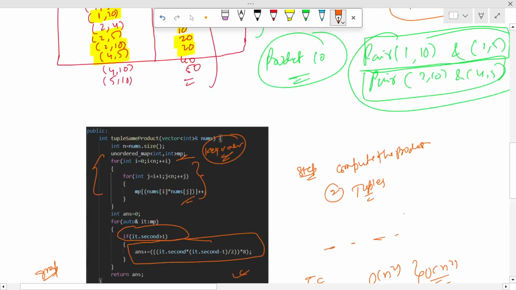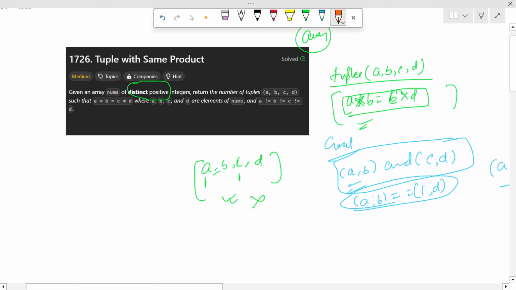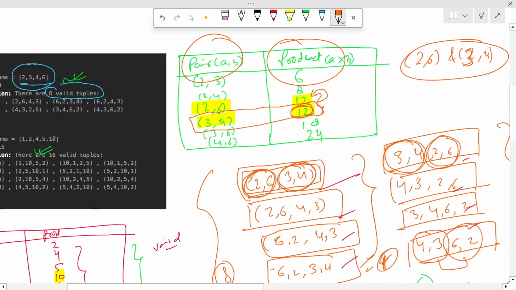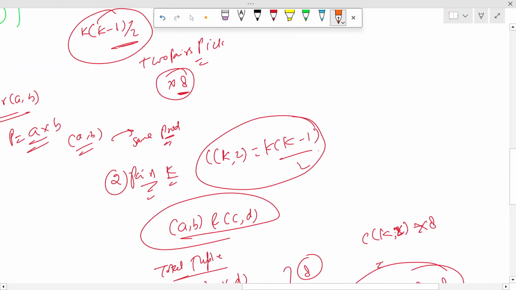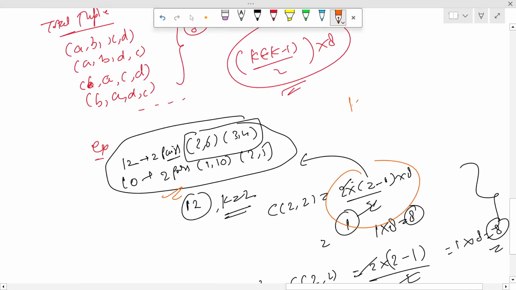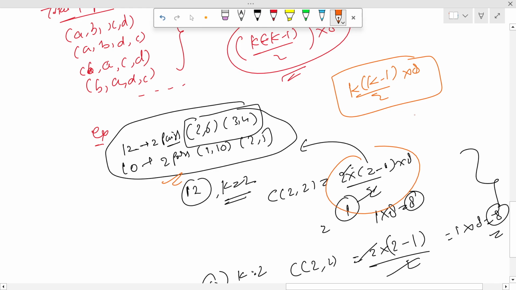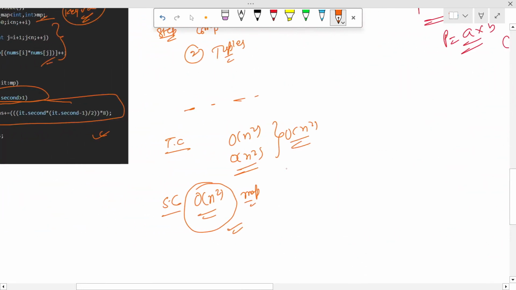So now let's look at a quick recap. How do we actually calculate here? Already given a into b is equal to c into d, and then we have to find the pairs and their product values. After this we iterate this formula, k into (k minus 1) by 2 into 8, and we calculate the possible tuples. So I hope you understand the video and the logic behind this code.